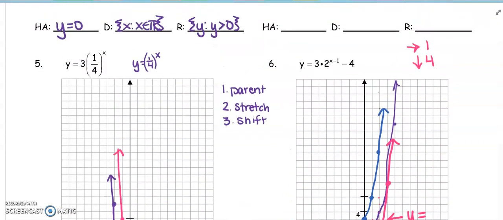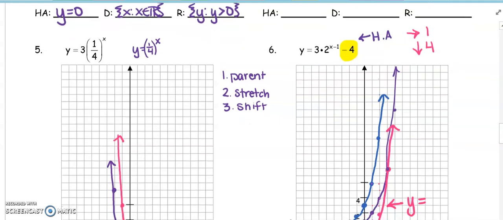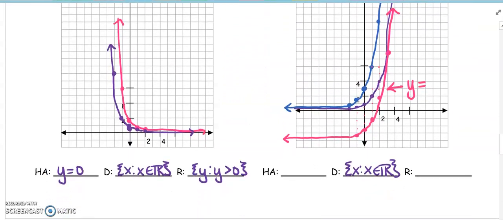Take a look. This value right here is going to tell you what your horizontal asymptote is going to be at. It's also going to tell you what all of your y values either need to be above or below. So since it's all above that -4, I can say that we have y such that y is greater than -4. It's never actually going to hit -4, which is why our horizontal asymptote is y is equal to -4.